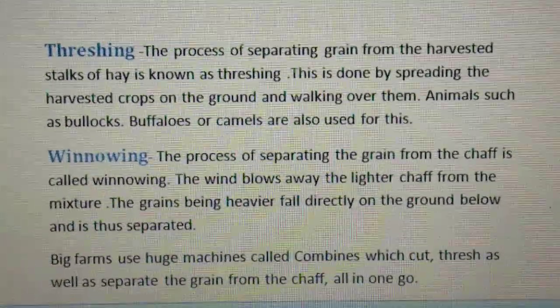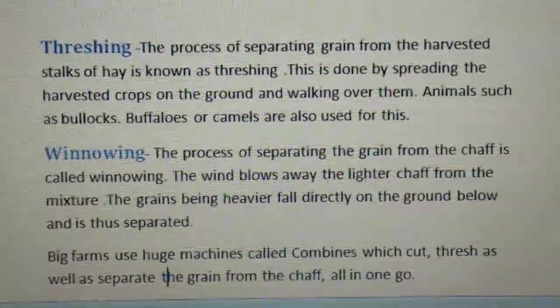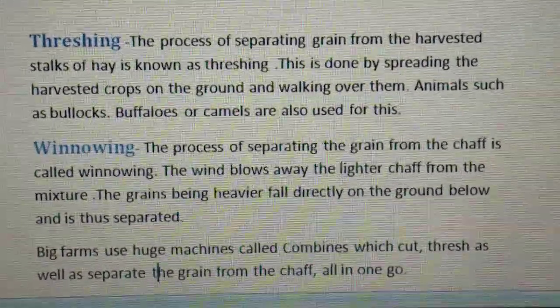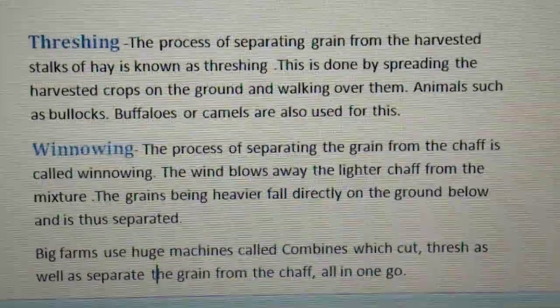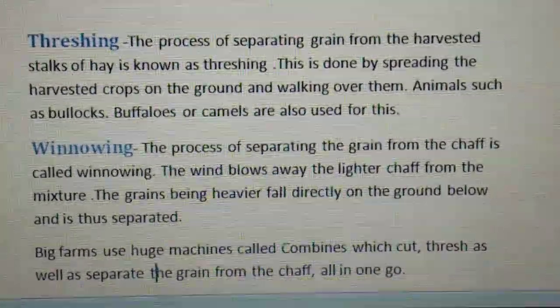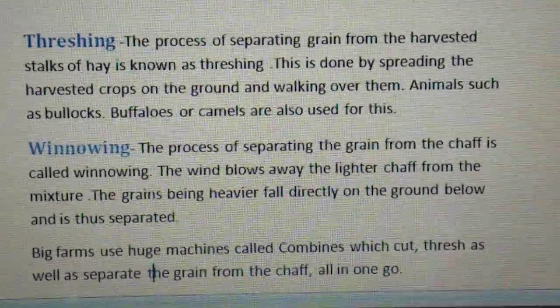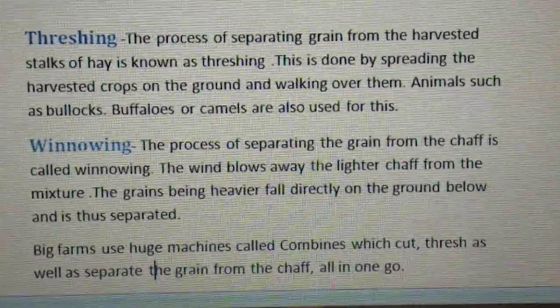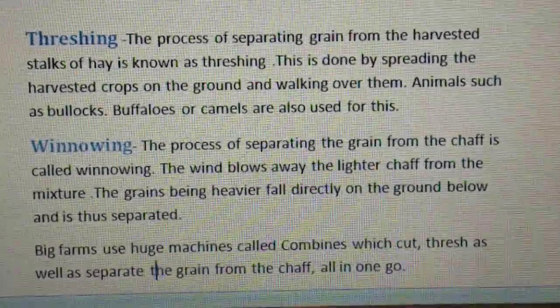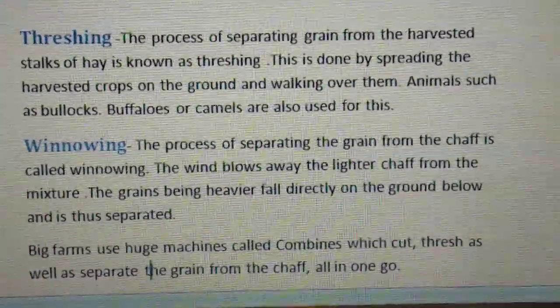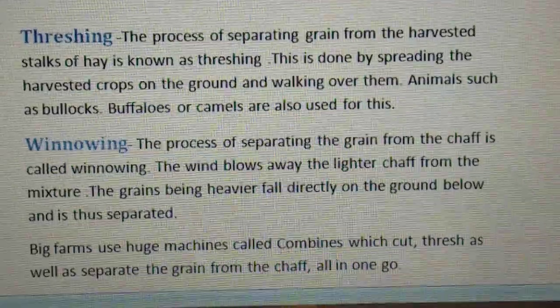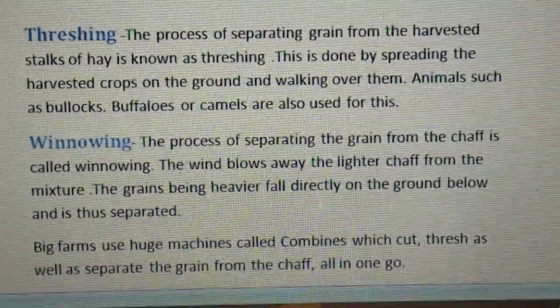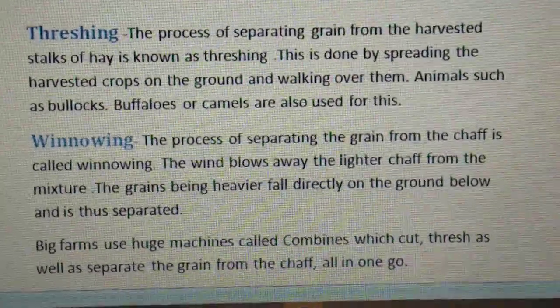So first I am going to tell you what threshing is. The process of separating grain from the harvested stalks of hay is known as threshing. This is done by spreading the harvested crop on the ground and walking over them. Animals such as bullocks, buffaloes or camels are also used for this.